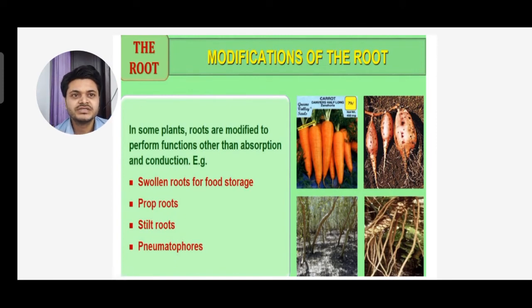Now let's see the different modifications of root. We'll study the modifications of stem and leaf in different classes. Here we are discussing the topic roots, so we'll see the modification of root. In some plants, roots are modified to perform functions other than absorption and conduction. Examples are swollen roots for food storage, prop roots, stilt roots and pneumatophores.